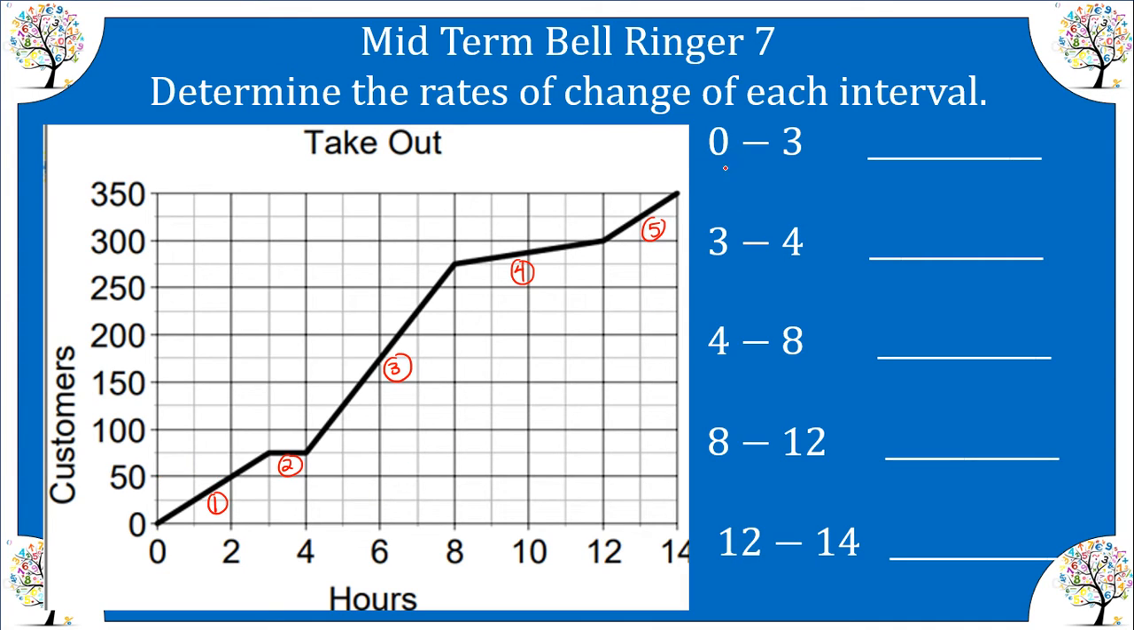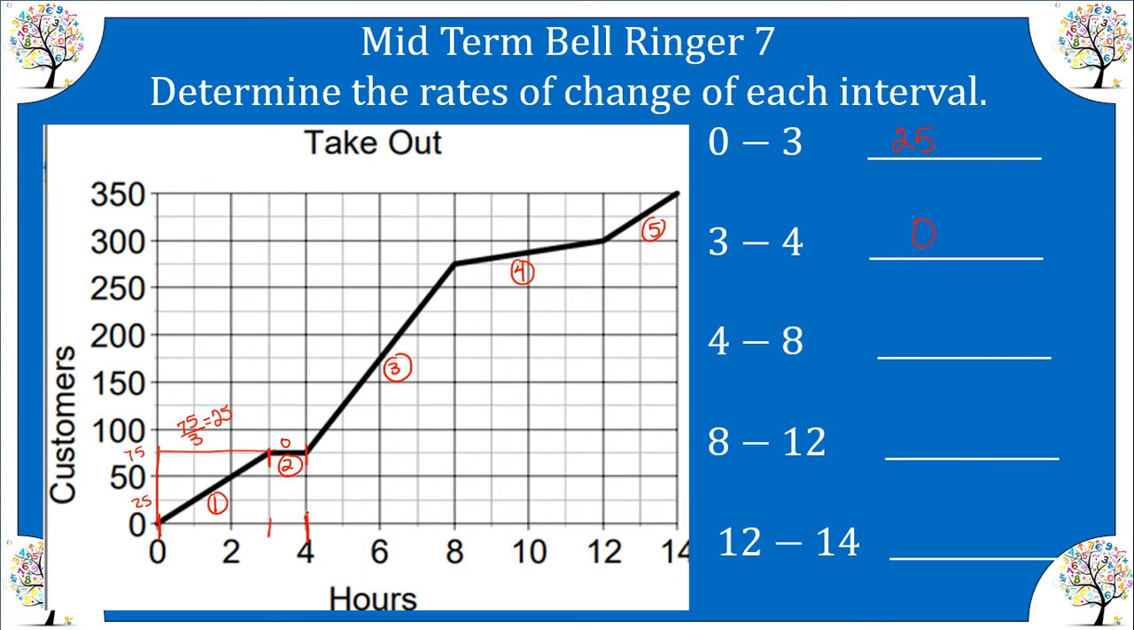So between hours 0 and 3, in interval 1, we can see that the customers are going up by 25s, so we have 75 customers over 3 hours, which simplifies to 25 customers per hour. Then in our second interval, between hour 3 and 4, in that 1 hour, there were no customers. So this is a rate of change of 0.